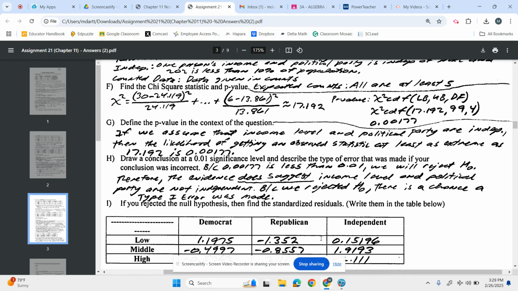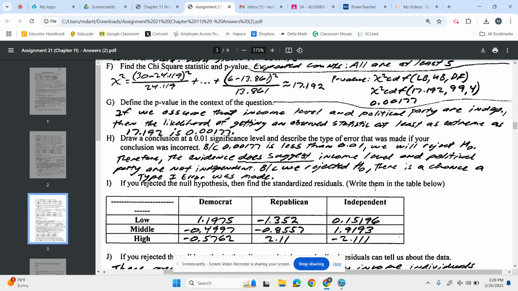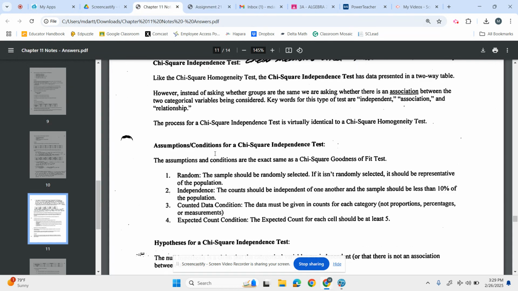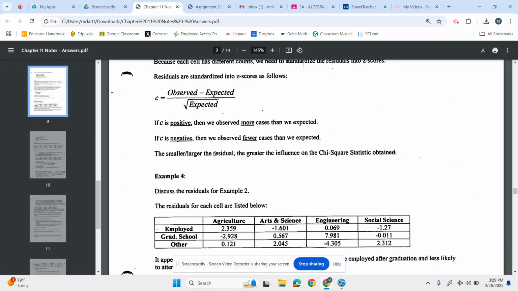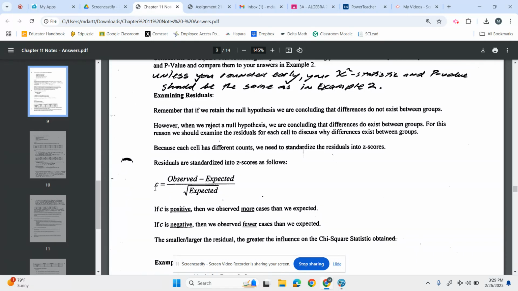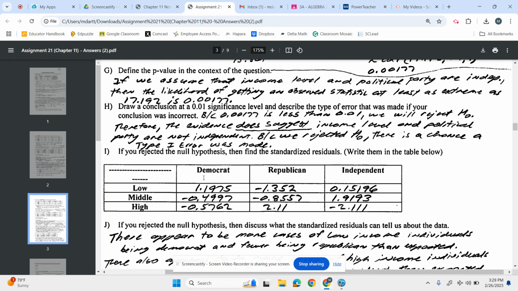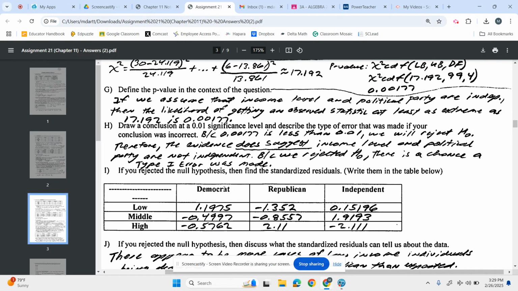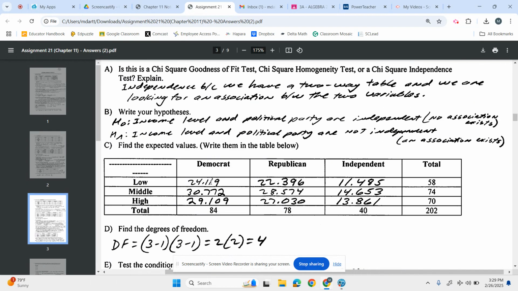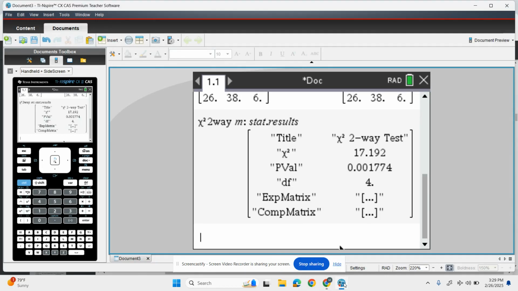Now, this time we rejected, which means that we have to find our residuals to see why there may have been these differences. So our equation for residual is right here. This time they use the letter C instead of E because it's a different type, but it's observed minus expected over the square root of expected. So I'll do a couple of these just to show you how I got this 1.1979. So my observed was 30. My expected was 24.119. So if I go over here.